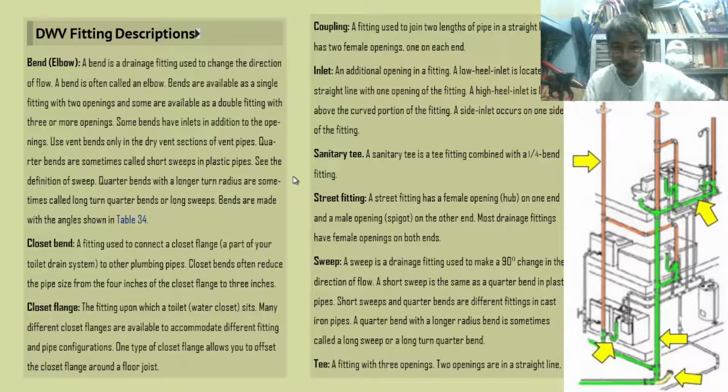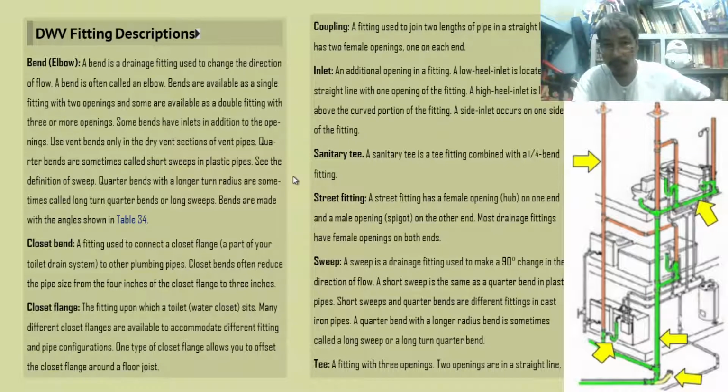One type of closet flange allows you to offset the closet flange around the floor joist because it is being fixed on this flooring. That's why if the flooring is made up of wood, we have what? Wood joist or floor joist. So we need to offset it on this component of the flooring.